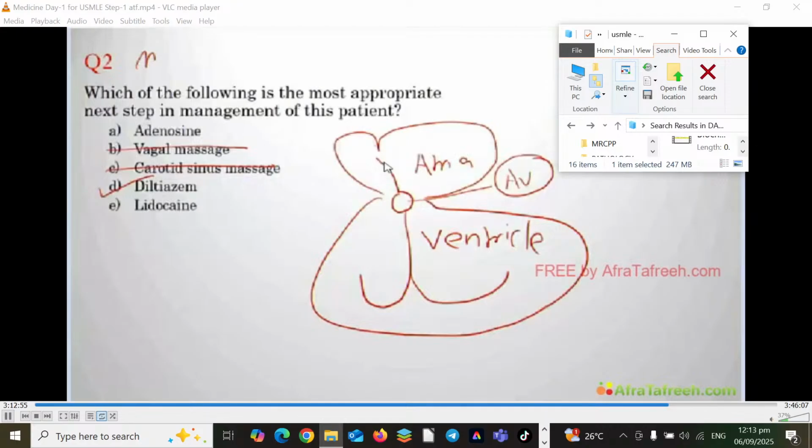Lidocaine is used for ventricular arrhythmias. It is not used for arrhythmias originating in the atria. Adenosine is very short-lived. It is so short-lived that you have to give the injection in the brachial arteries. If you give the injection in the brachial arteries, only then does it reach the heart. If you give an injection in the peripheries, it won't even reach the heart. It is that short-lived. And that is the reason why adenosine cannot be used. Is it clear?